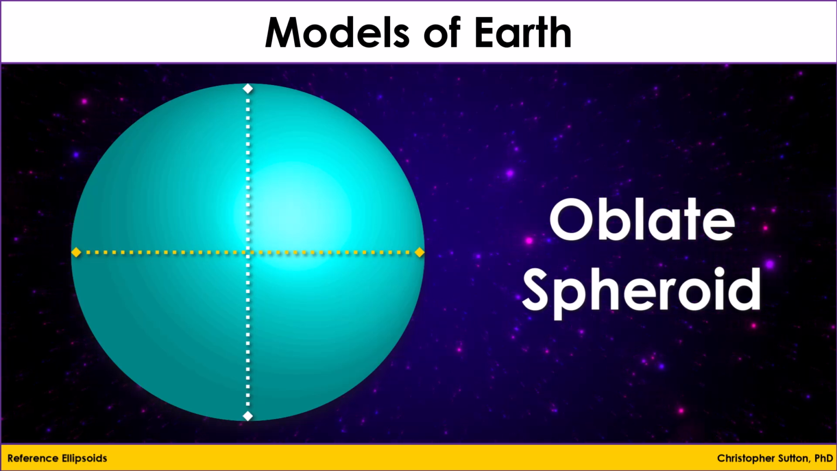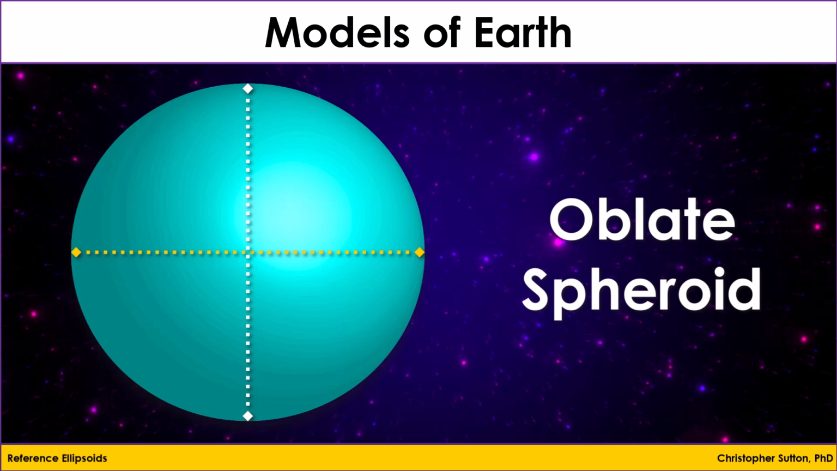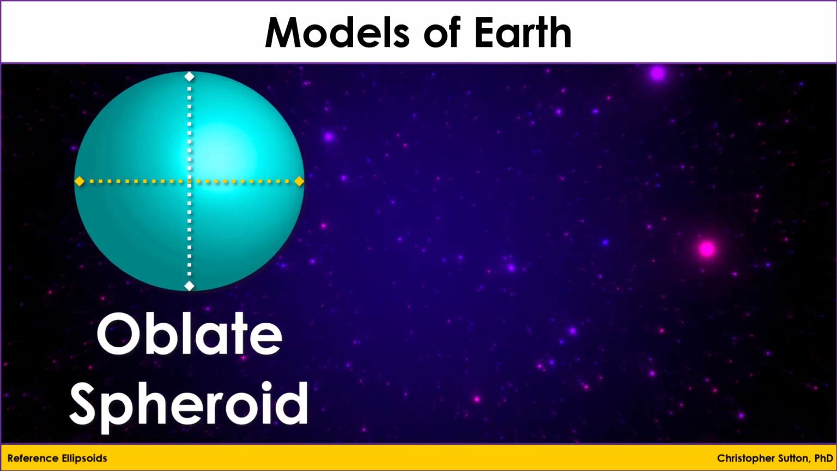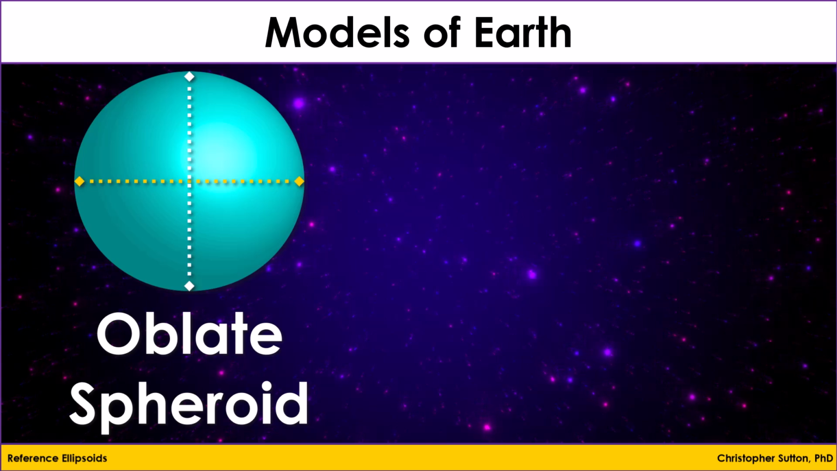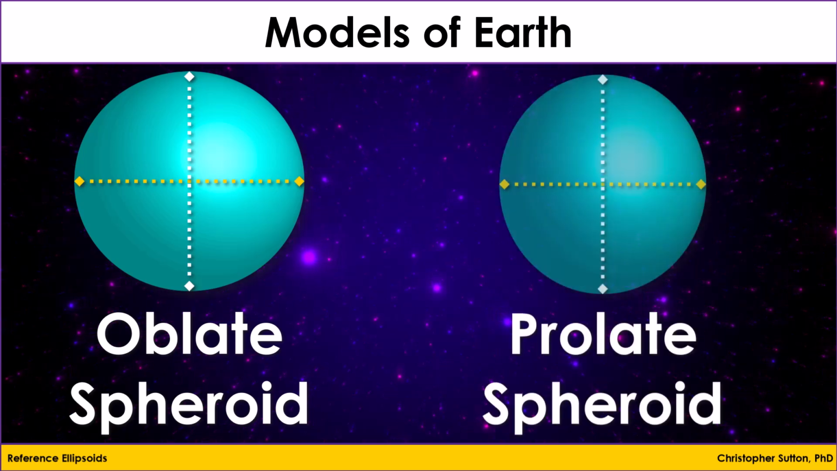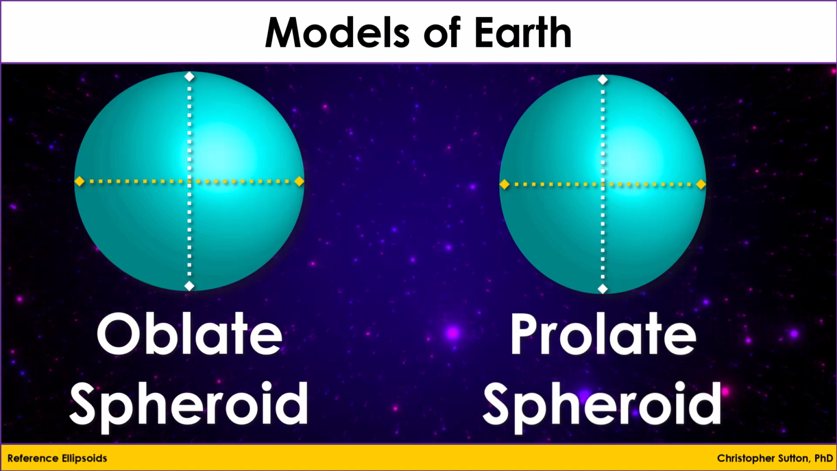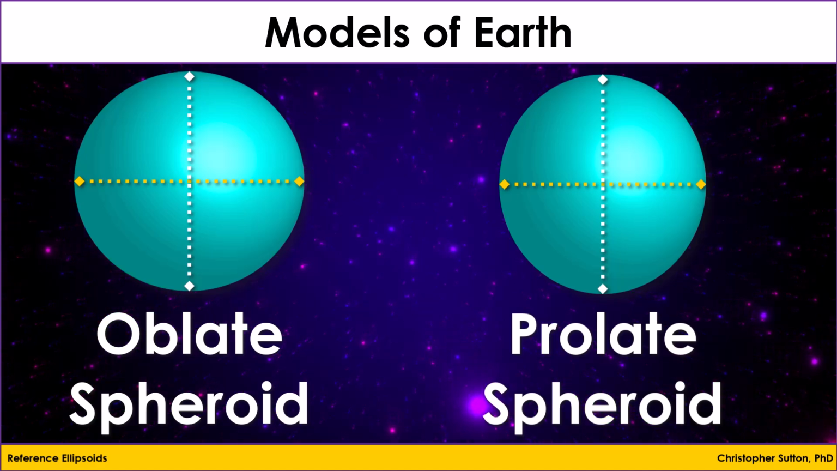An oblate spheroid is one of two special types of ellipsoid. In an oblate spheroid, the equatorial axis is longer than the polar axis. The prolate spheroid is the other type. In it, the polar axis is longer than the equatorial axis.